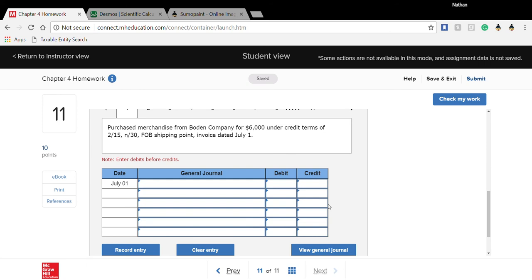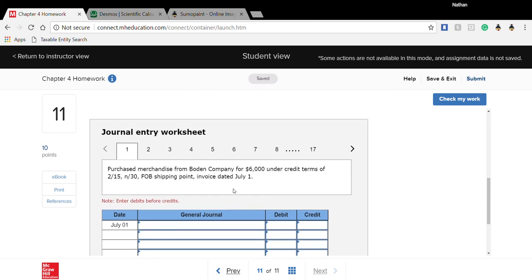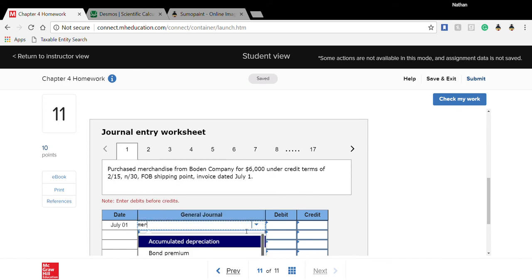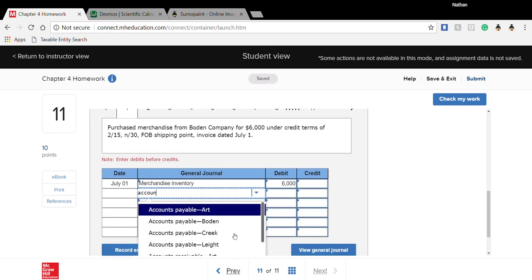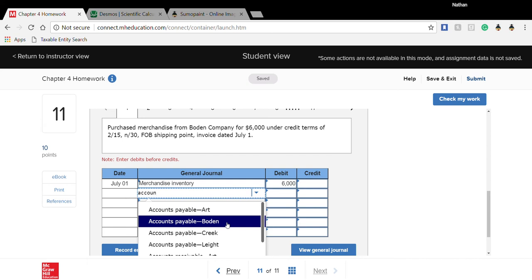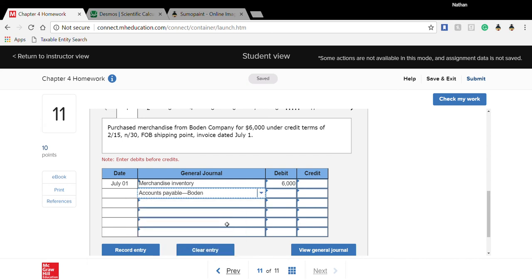So, now we purchase merchandise from Bowden Company for $6,000. Again, since we're the buyer, our stuff is a little bit easier. First thing, take the ownership of the merchandise of $6,000. And of course, we're going to have accounts payable. We owe Bowden Company. Notice that it has a bunch of accounts payable and accounts receivable for each person. Again, just check off whichever company, which organization we have. And there we go.